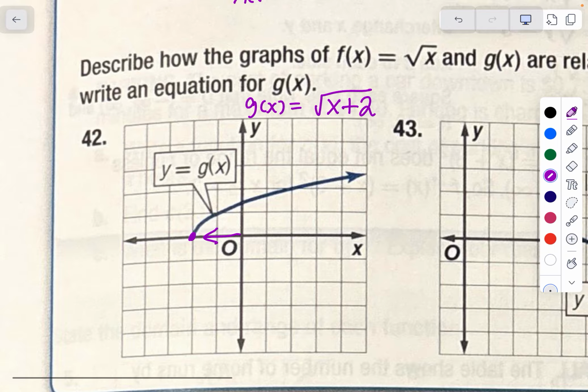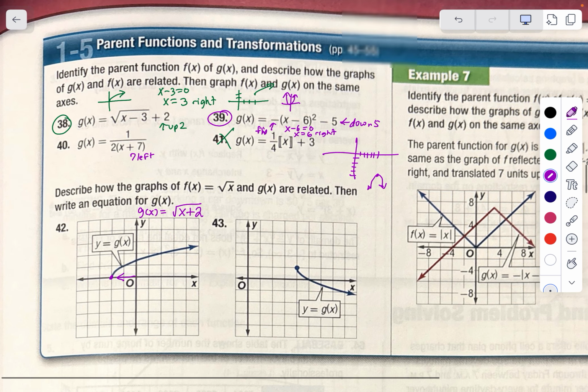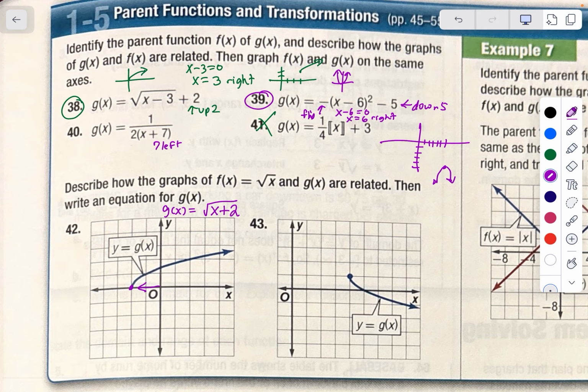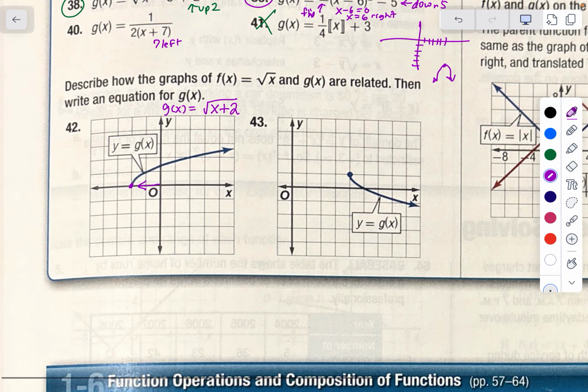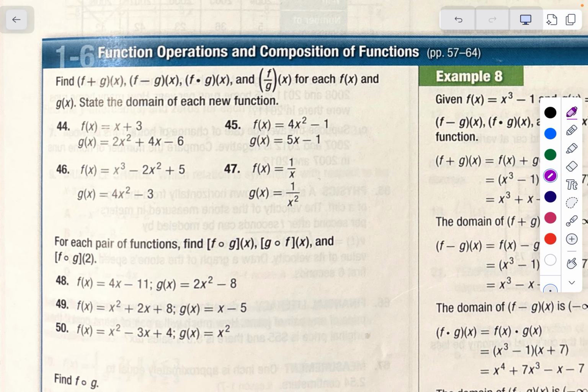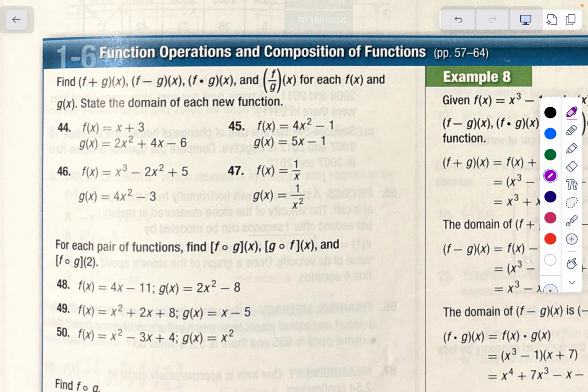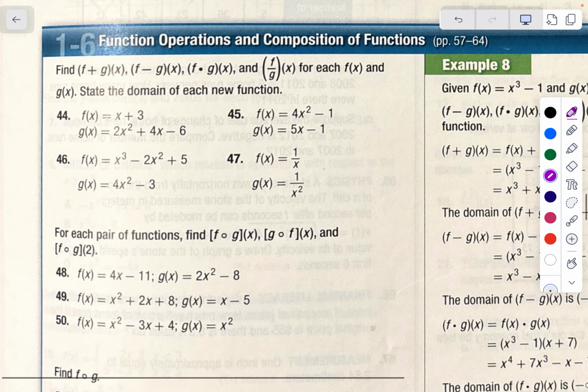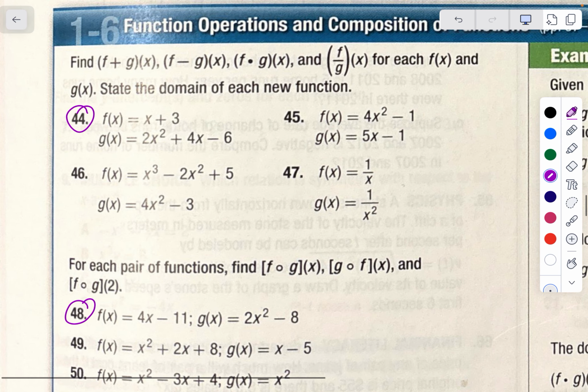So don't worry about any more from 1-5. We'll practice more of it tomorrow. We'll practice more of it when we get back. Okay. Function operations. Let's talk about 1-6. Now, I'm only going to do, time-wise, let's just do 44 and 48. I don't even know if I'll do all of it, but okay. I might just set it up for you.